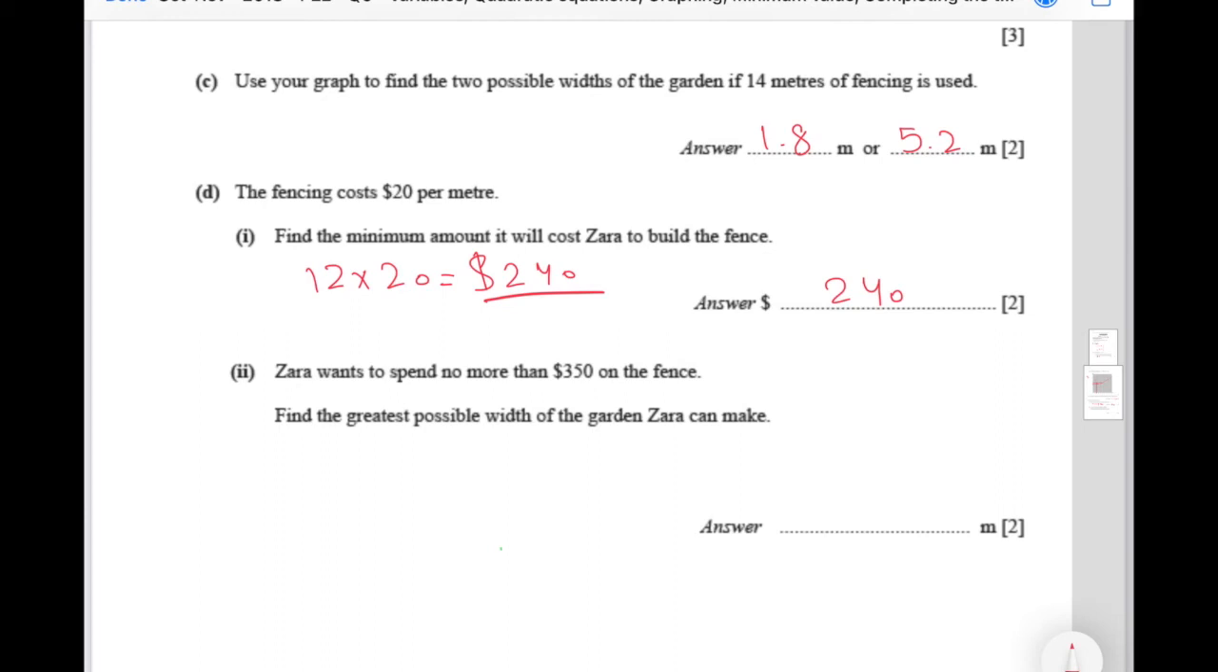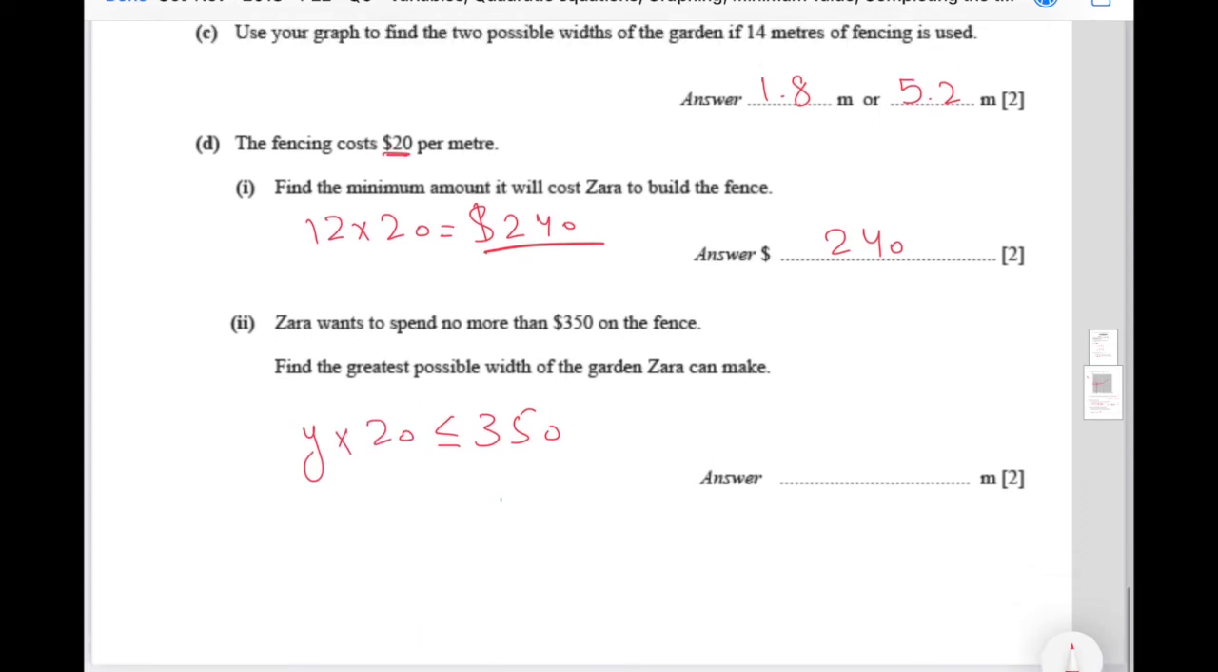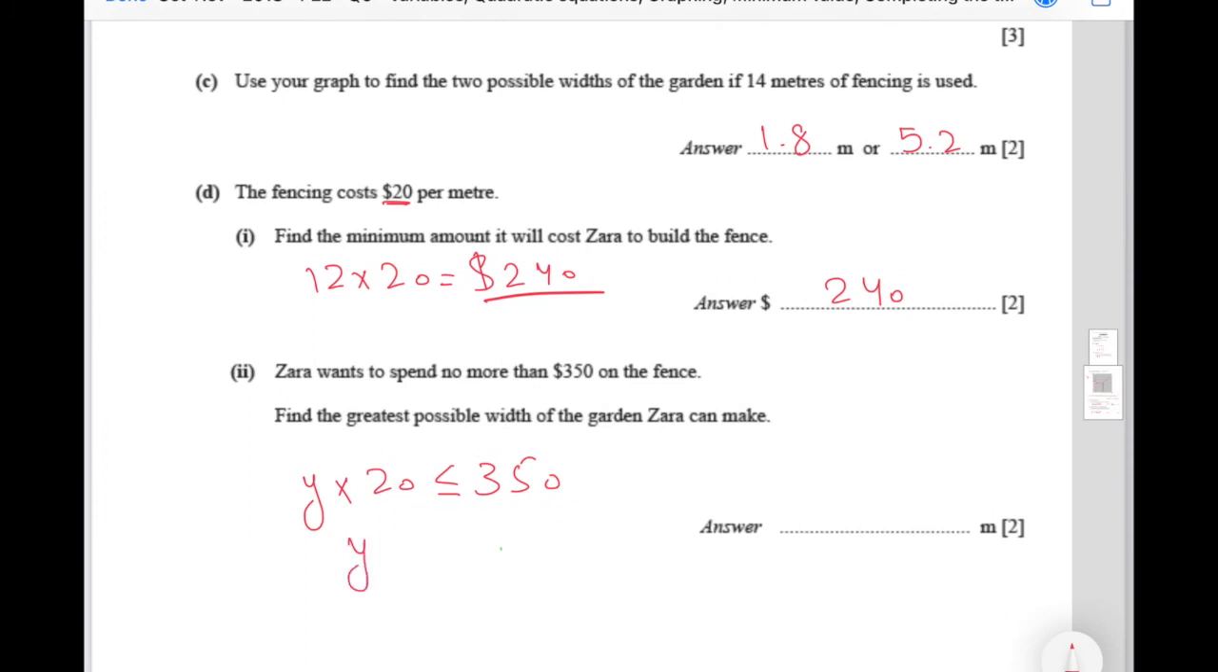Find the greatest possible width of the garden Zara can make. Now, in order to find the greatest possible width, they have given us a restriction that she cannot spend more than $350. That means anything would be less than or equal to this. And fencing is of course y being multiplied by the cost, which is 20. So let's find y first. y is equal to 350 divided by 20. y comes out to be less than or equal to 17.5.